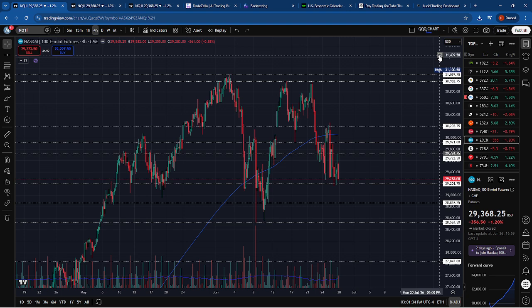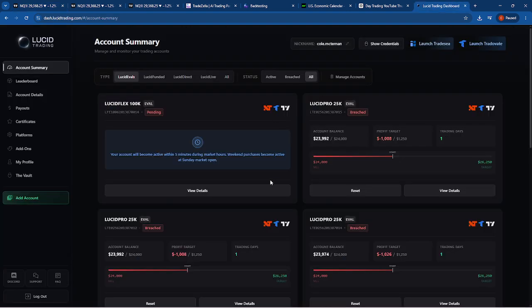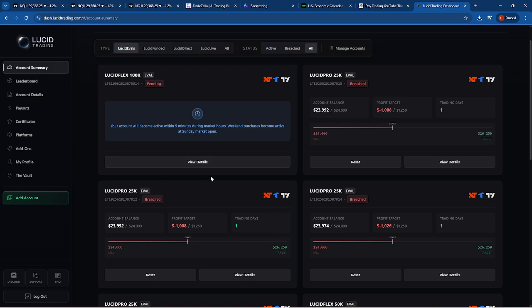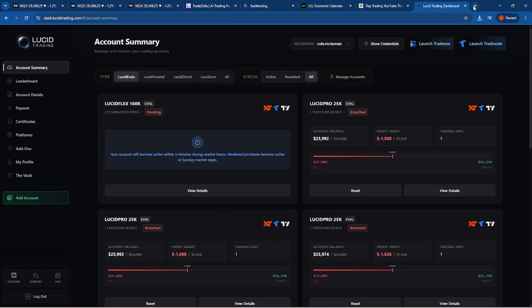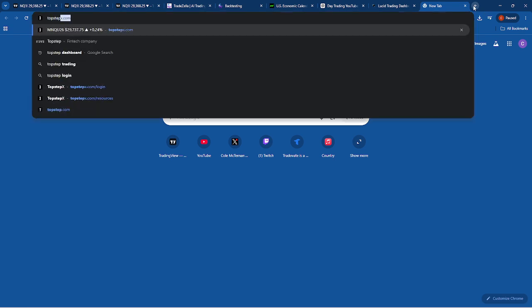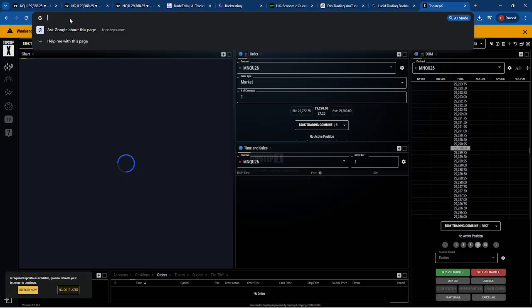So there are plenty of options. I believe that Lucid Trading is a great option. Is an absolutely great option. Top Step, oh, not Top Step X, that's their broker.